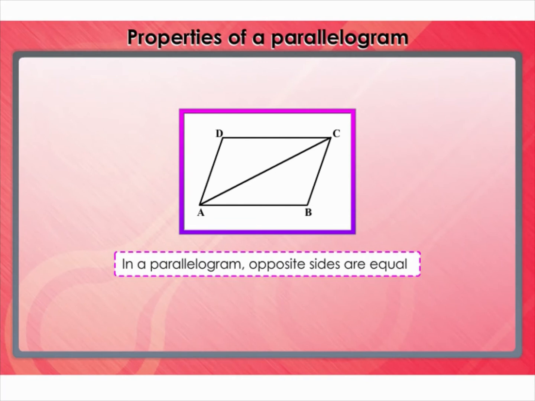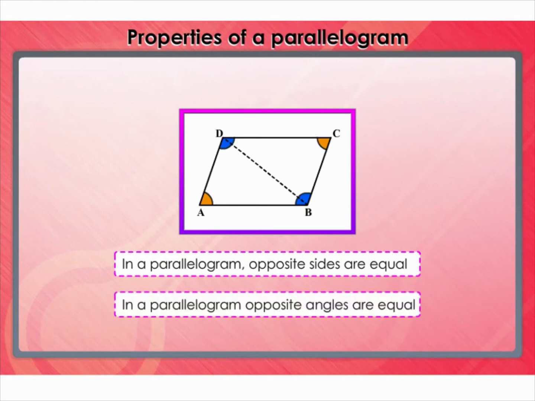Also, corresponding angles are equal. That is, angle B is equal to angle D. Similarly, on drawing the other diagonal, we get angle A is equal to angle C. Thus, we conclude, in a parallelogram, opposite angles are equal.